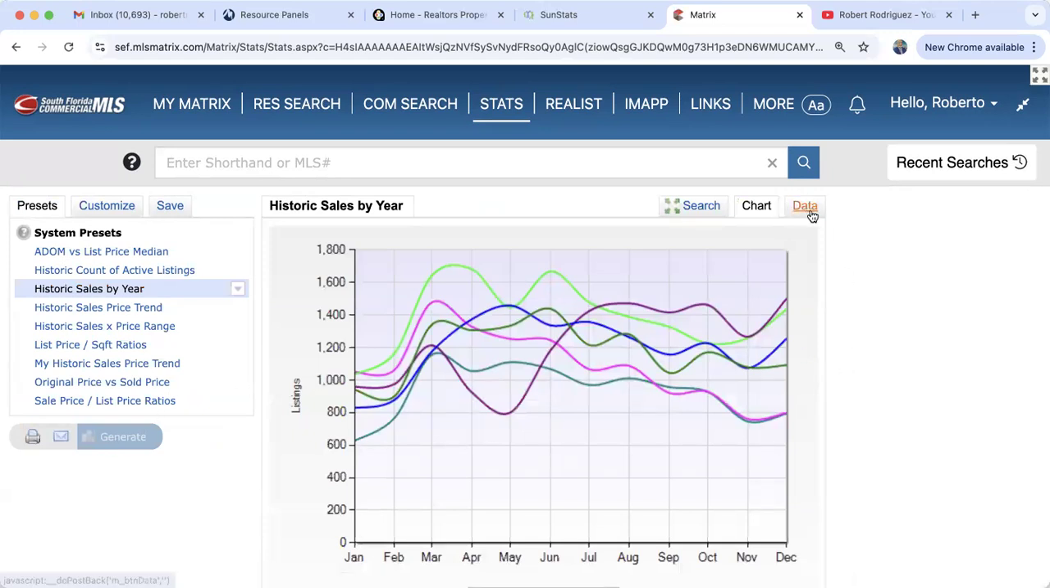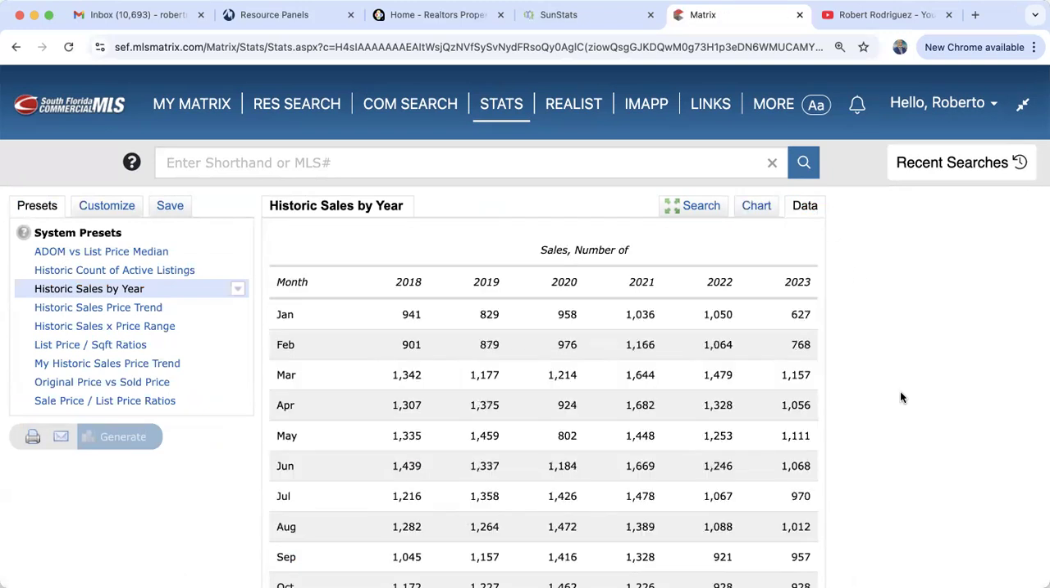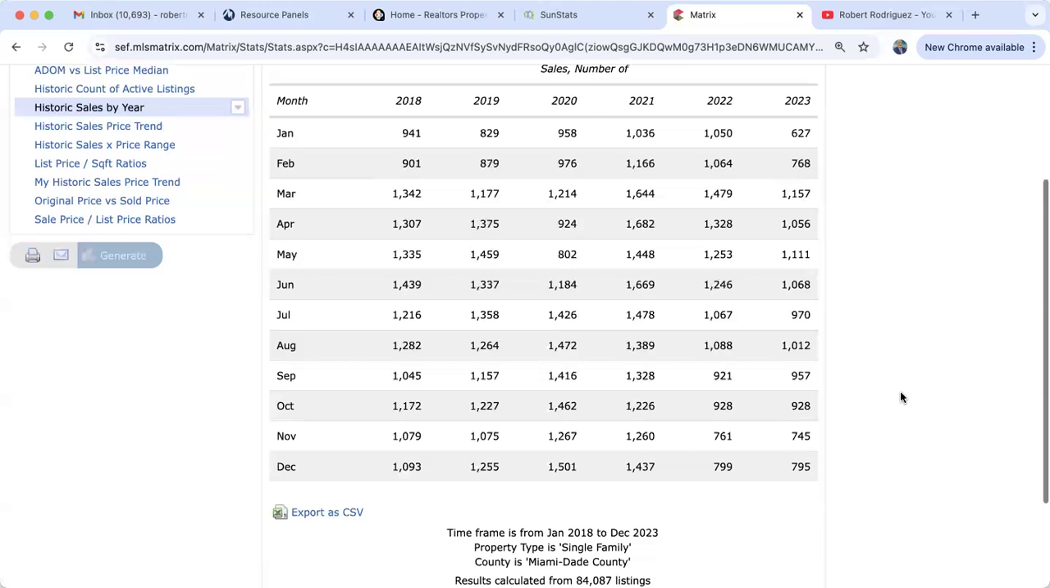Now I'm going to go ahead and switch off to data. I don't like looking at the chart, so I'm going to switch to data. Now you'll notice that we only have 2023.